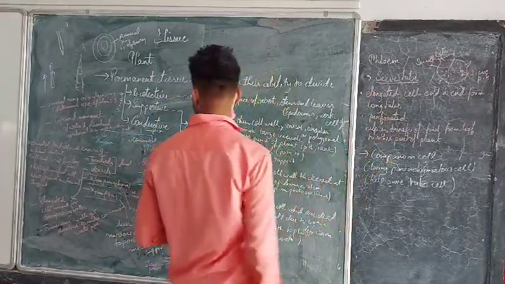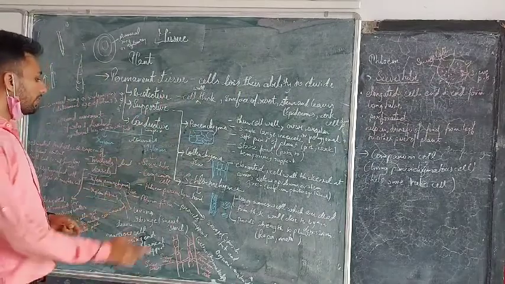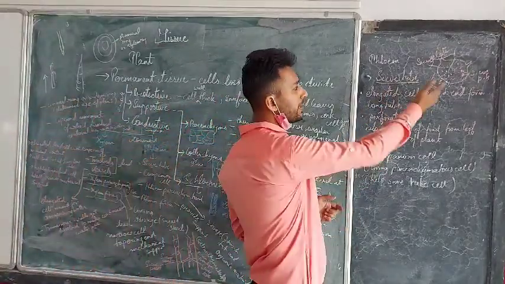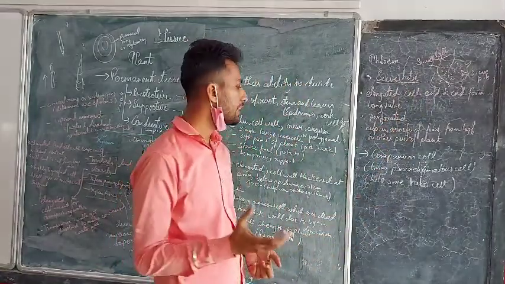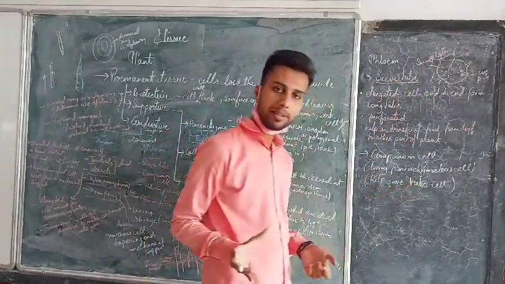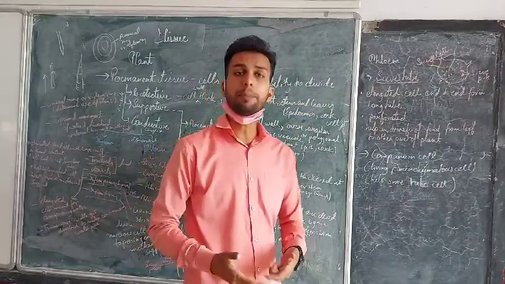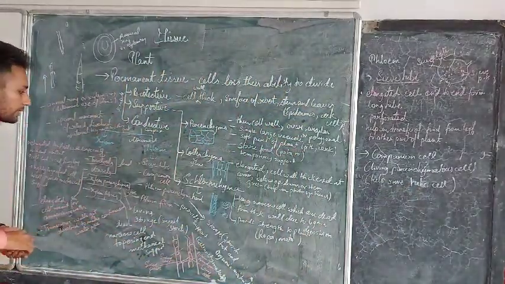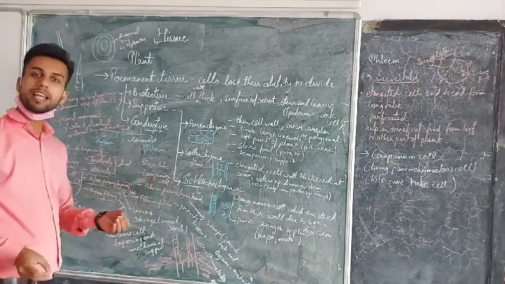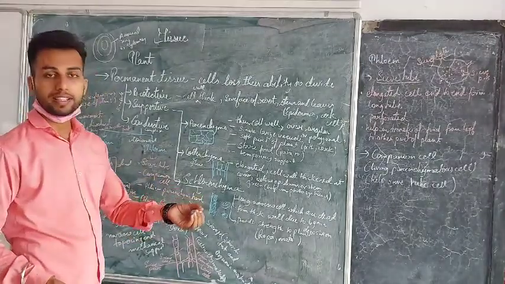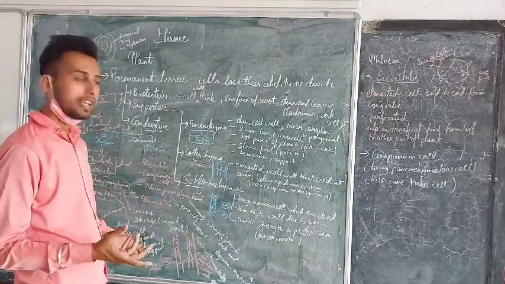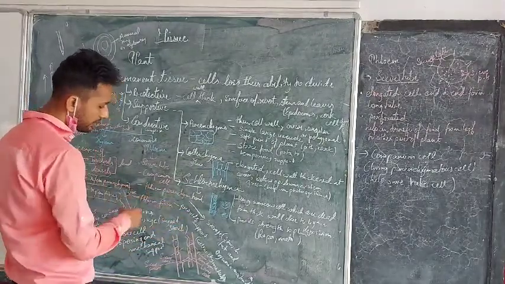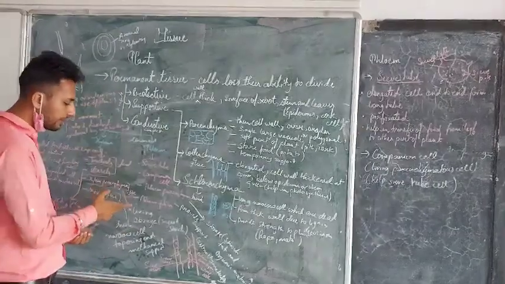And companion cells, the next part of the phloem. Companion cells are just beside the sieve tubes. They are parenchymatous cells with thin cell walls. They help the sieve tube to perform its function. They enhance the function of the sieve tube. So this is the work of the companion cell. They help it to perform its function much more properly. Phloem parenchyma, like xylem parenchyma, stores the food.